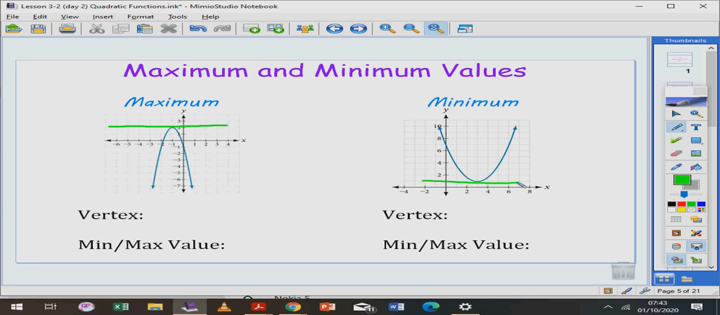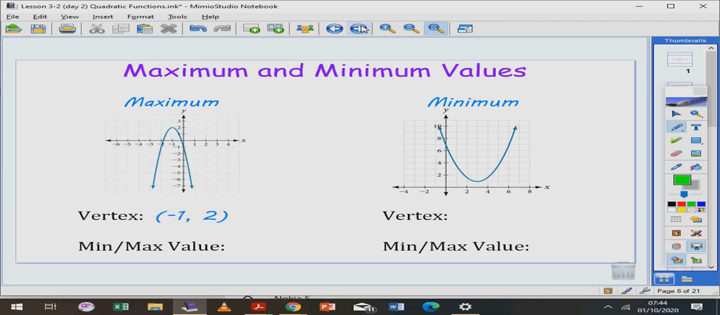The vertex is (-1, 2), therefore its maximum value is 2. The vertex of this one is (3, 1), therefore its minimum value is 1. This is what we just talked about.